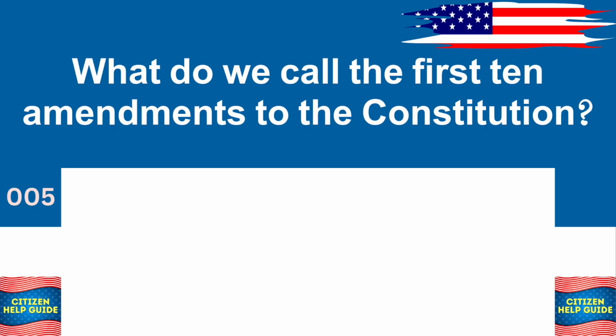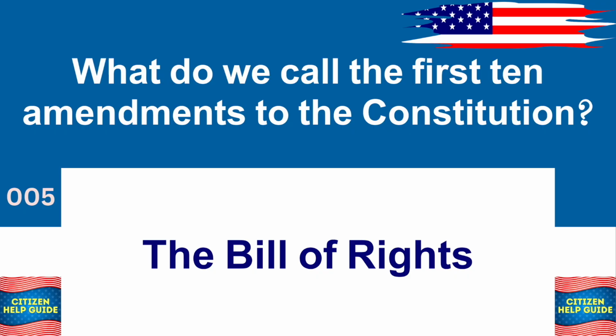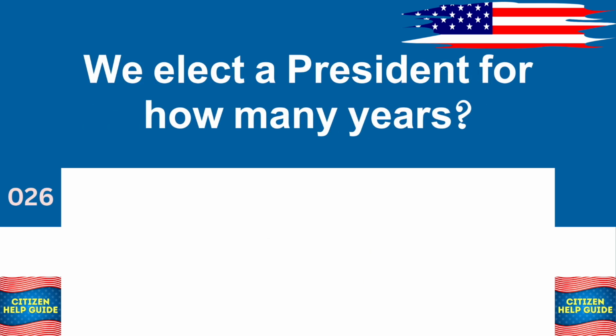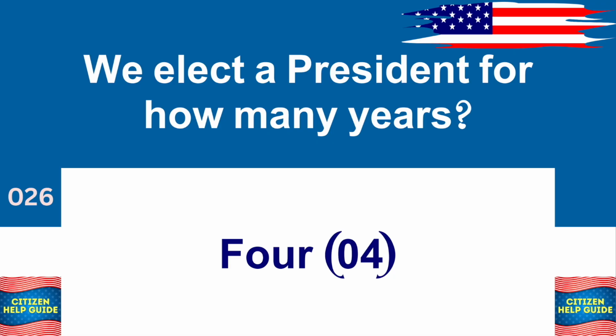What do we call the first 10 amendments to the Constitution? The Bill of Rights. Name one problem that led to the Civil War. Slavery. We elect a president for how many years? 4.